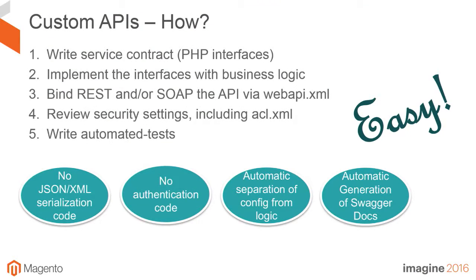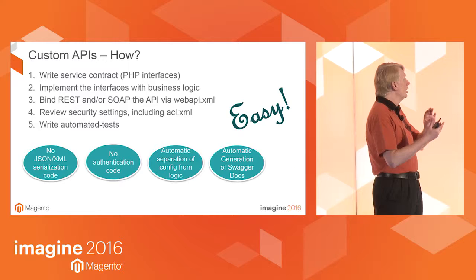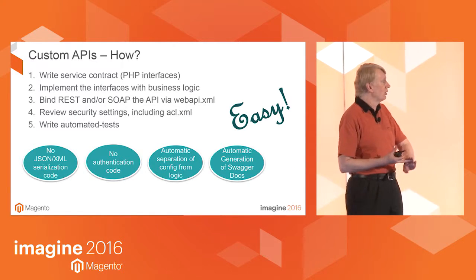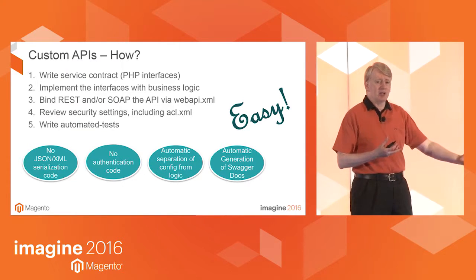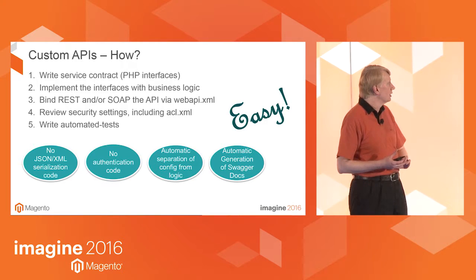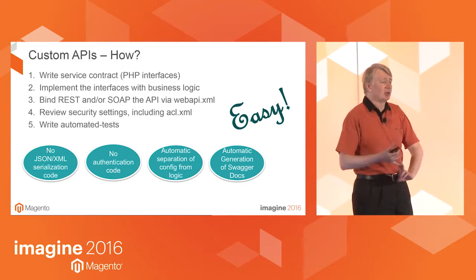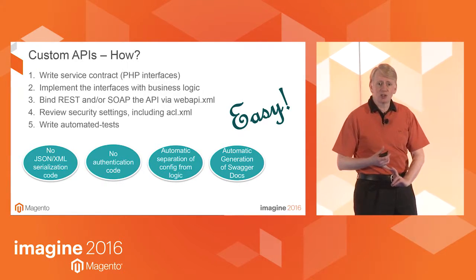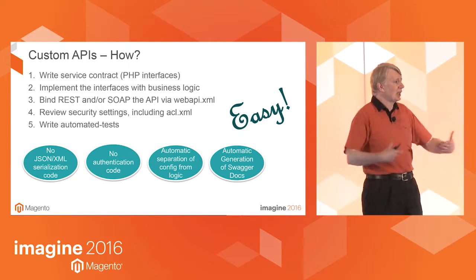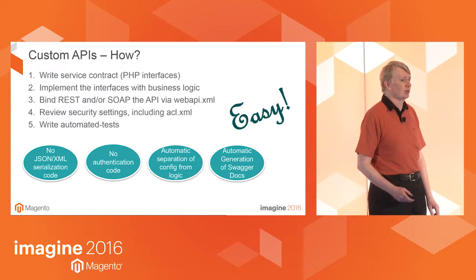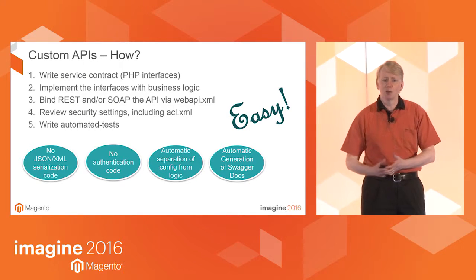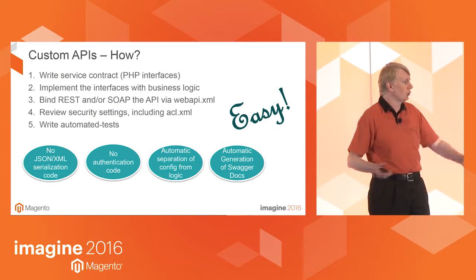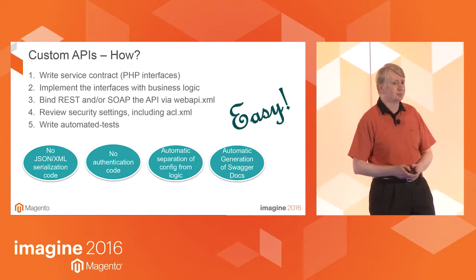So what I did not say is you don't have to write any JSON or XML serialization code. You didn't have to write any authentication code. By default, we've separated out the configuration from the business logic. We've also done the automatic generation of Swagger documentation for you. So a lot of those sorts of mechanics are done for you. You don't have to waste your time doing that sort of stuff. That's what we're trying to do: provide a platform to allow you guys to go off and do the interesting stuff, and we'll do the more common platform sort of work for you.